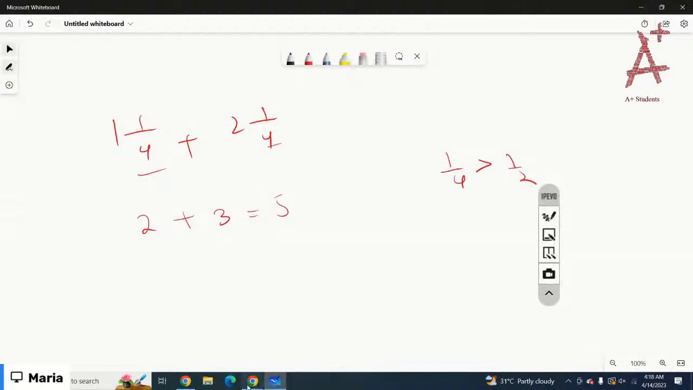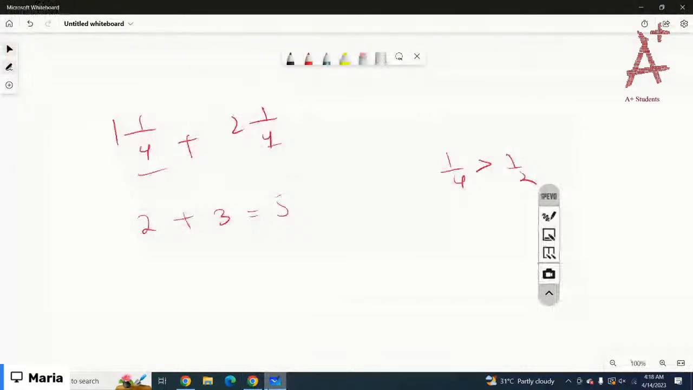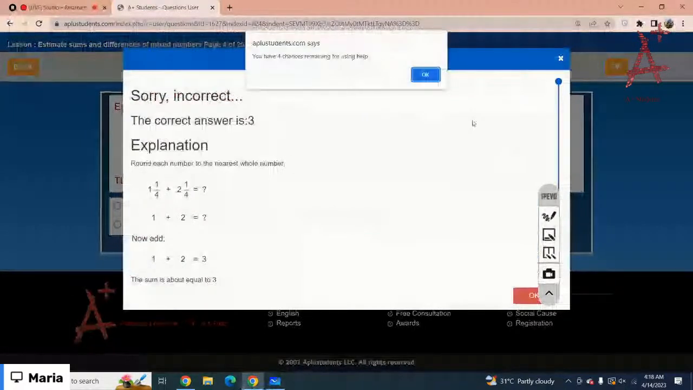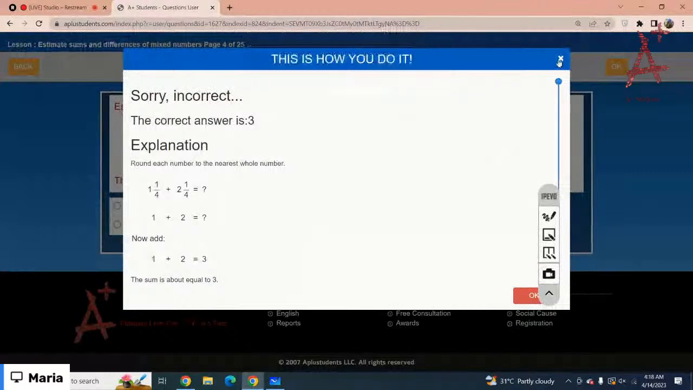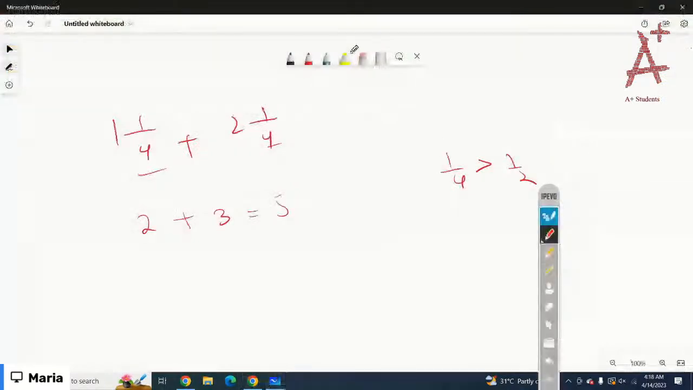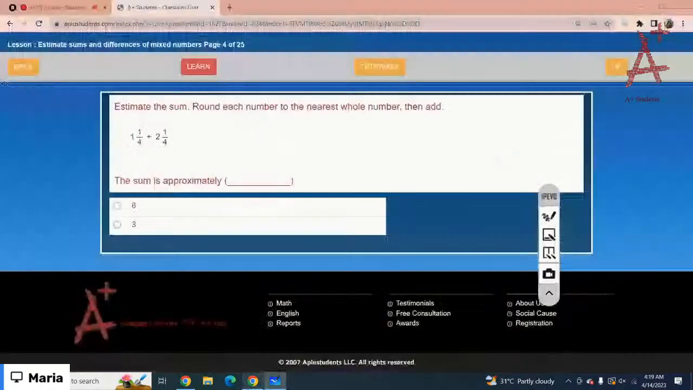So the correct option is 5. 2 and 3, so it would be 5. Why is it not given among the options? Yes, 1 over 4 is less than 1 over 2, not greater. Got it? 1 over 4 is less than 1 over 2. So that means you don't have to round up. So the correct option is 2 plus 1 is 3.